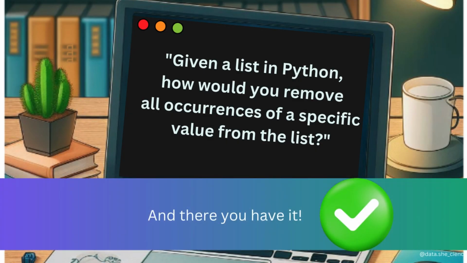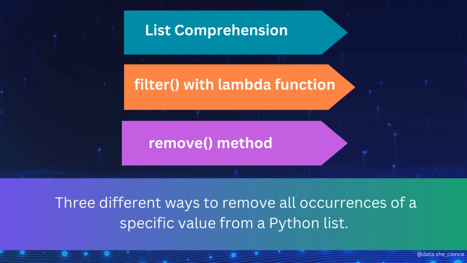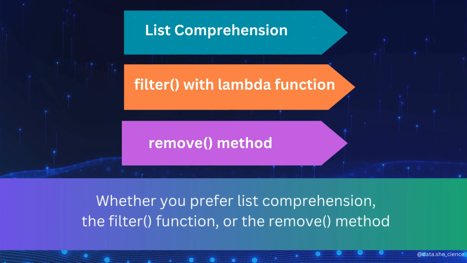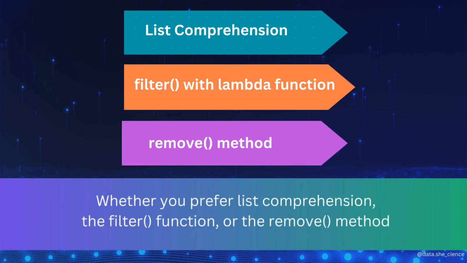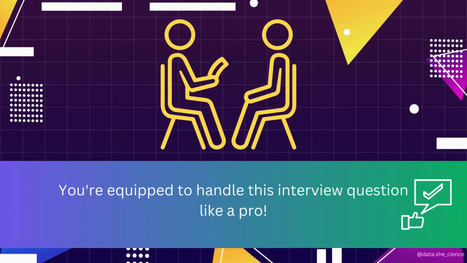And there you have it. 3 different ways to remove all occurrences of a specific value from a Python list. Whether you prefer list comprehension, the filter function, or the remove method, you are equipped to handle this interview question like a pro.